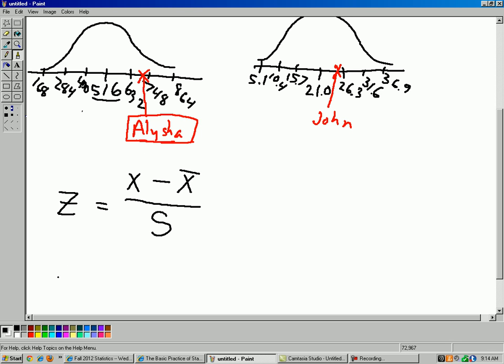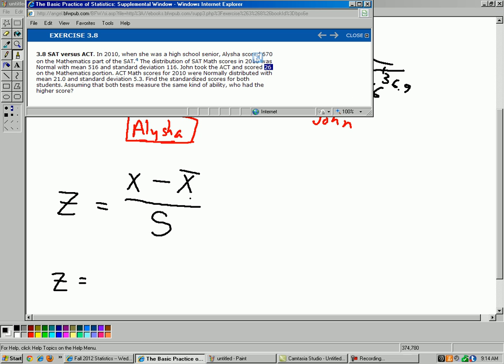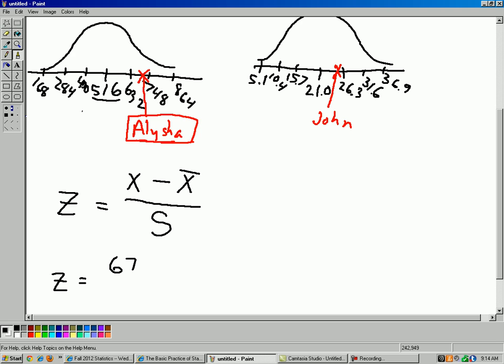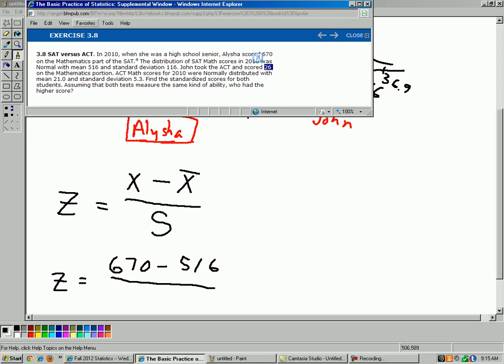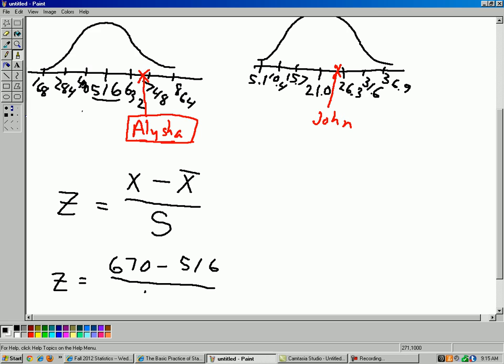So let's compute the z-score for Alicia. So Alicia's z-score, her particular score in her particular test was 670, I believe. Let's check that here. Yeah, 670 minus the mean, which is 516, divided by standard deviation, which is 116, I believe. Let's double check that here. Yeah, standard deviation 116. All right. Okay, let's do that calculation real quick.